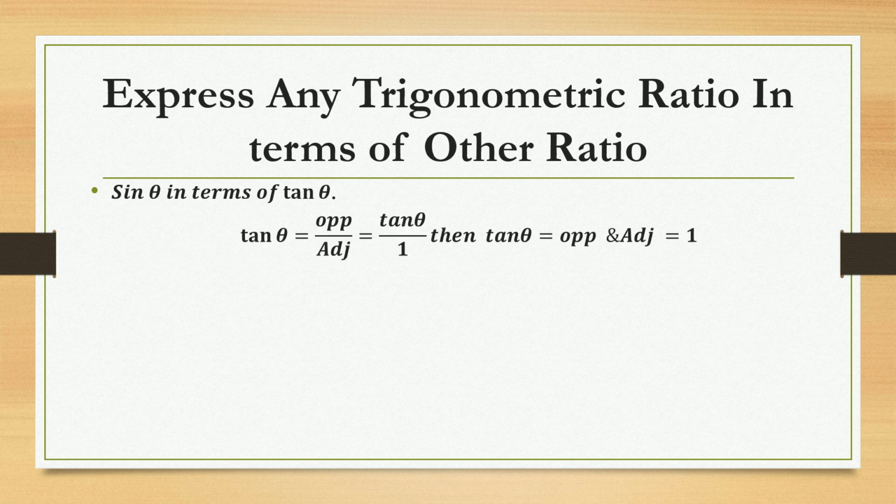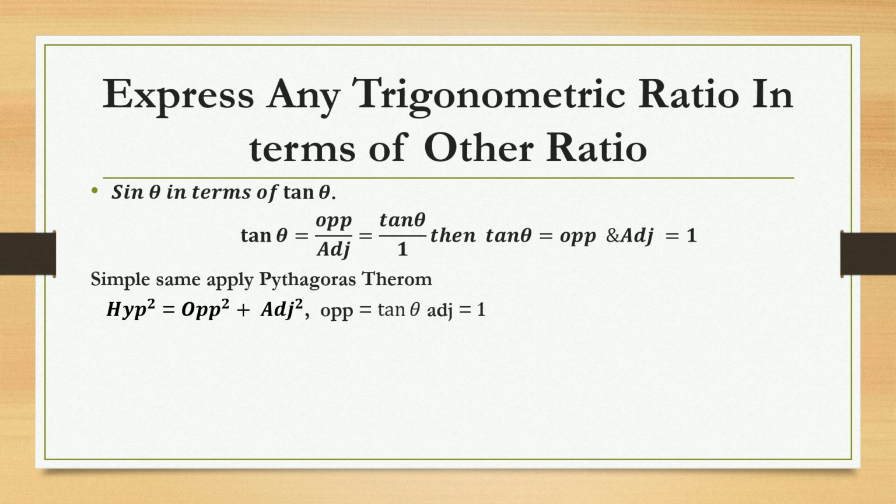How can we do it? We know the definition of tan theta is opposite by adjacent. I'll take directly tan theta as opposite and set adjacent equal to 1. Now let us apply Pythagoras theorem. Hypotenuse squared is opposite squared plus adjacent squared. Opposite is tan theta and adjacent is 1. What happens? We will get hypotenuse is equal to root of 1 plus tan squared theta.